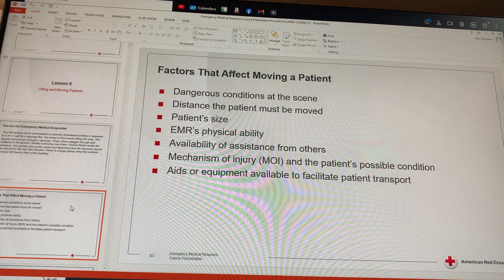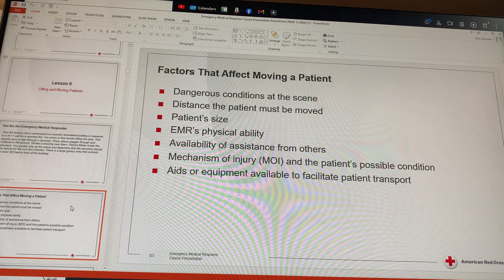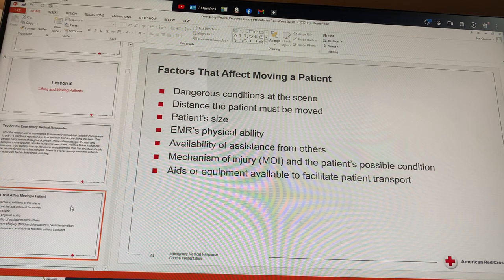Factors that affect moving a patient. Before you act, always size up the scene and consider the factors affecting the situation. Any dangerous conditions at the scene, the distance a patient must be moved, the size of the patient, your physical ability, whether others can help you, the mechanism of injury and the patient's possible condition, any aids or equipment to facilitate patient transport at the scene.